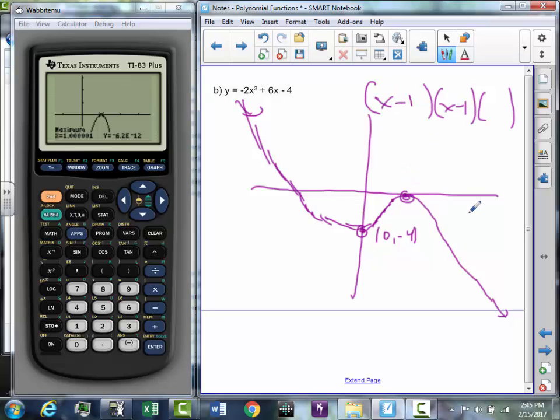Does that make sense? The reason there have to be 2 of them is because this is one of those double multiple roots that's sitting right there. I can probably guess what the other one's going to be, by the way, without doing longer synthetic division.